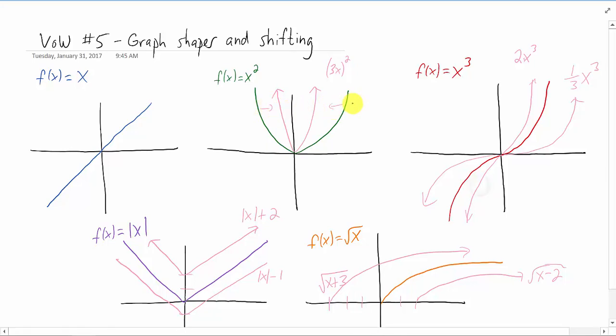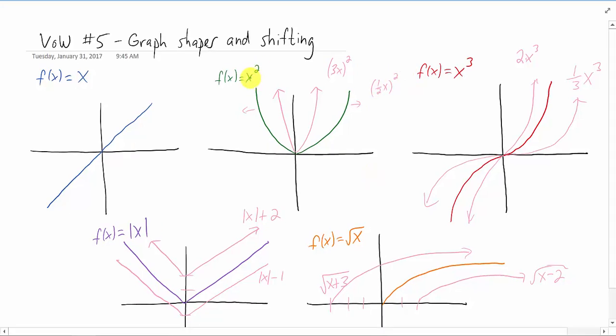Now if we wanted to stretch something outwards horizontally, what we could do is replace x with some fraction of x. We'll just say maybe 1/2 x in this example. So you'll notice we just took our basic x squared and replaced x with 1/2 x. We still keep the basic shape of the graph, but this creates a horizontal stretching.